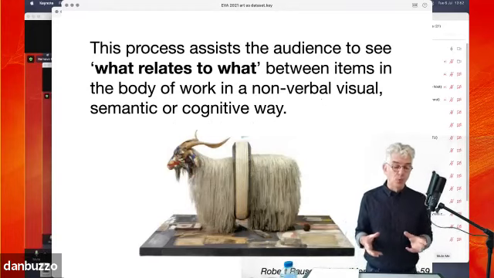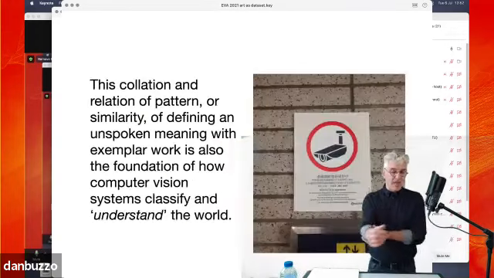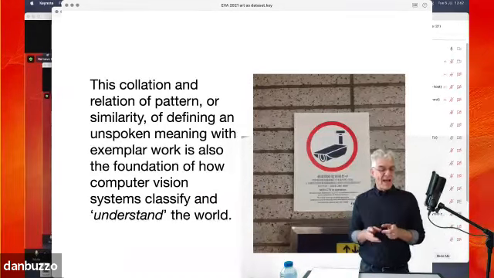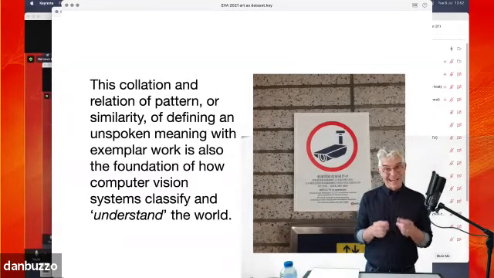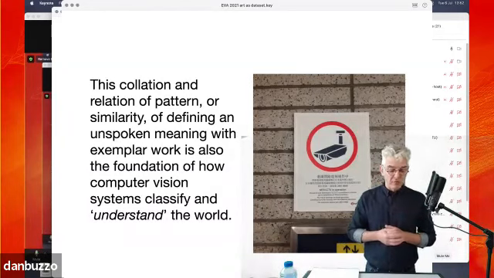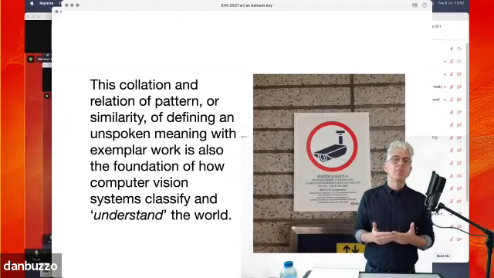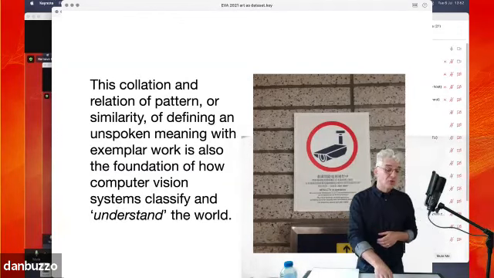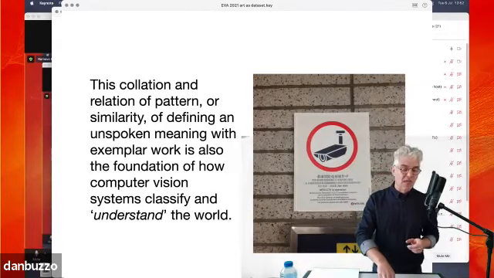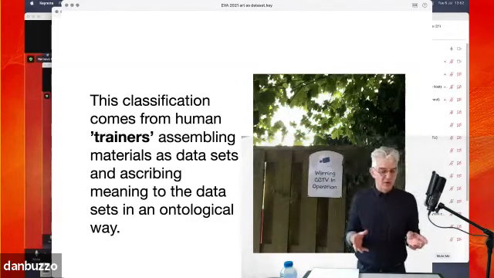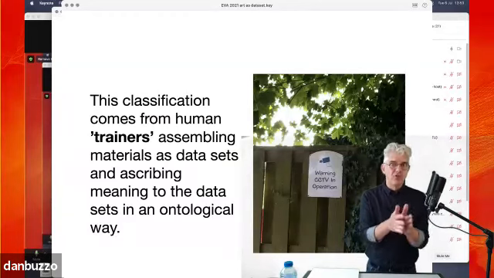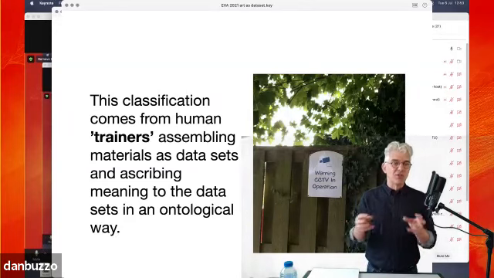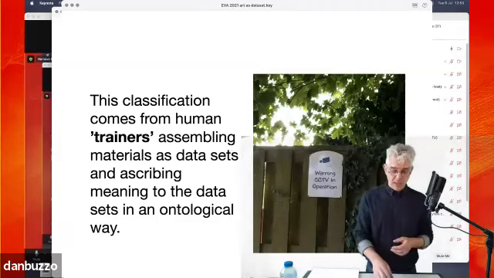And this process assists audiences to see what relates to what between items in a body of work in a non-verbal, visual, semantic, or cognitive way. And this relation of pattern or similarity and defining unspoken meaning with exemplar work is the foundation of how computer vision systems understand and classify the world. I use understand in very, very much inverted commas, in that there's not per se understanding in the way that we would think of it as human, but there is certainly cognition or recognition or classification of a kind going on. And this classification comes from human trainers, assembling materials as data sets and ascribing meaning to them in an ontological way, to say, this is how we're going to classify the world, this is how we're going to categorize the world, and this is what relates to what in generating meaning.